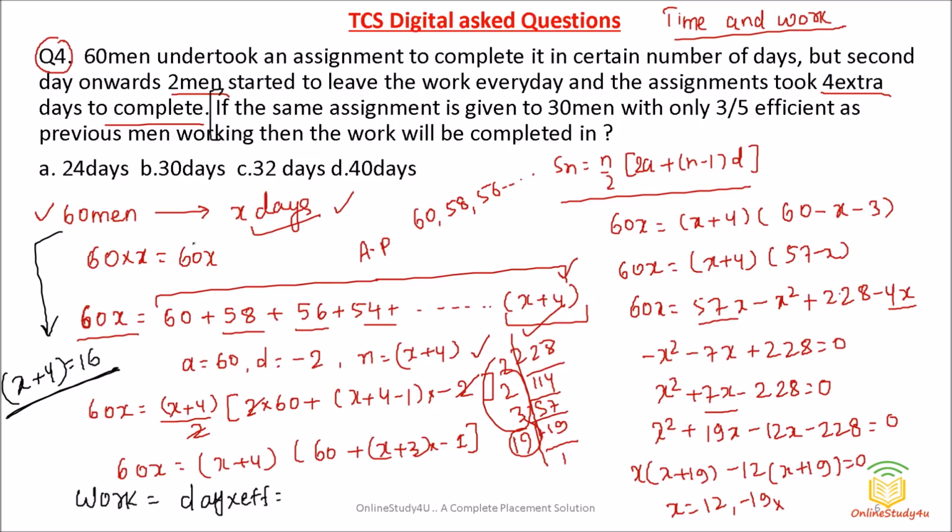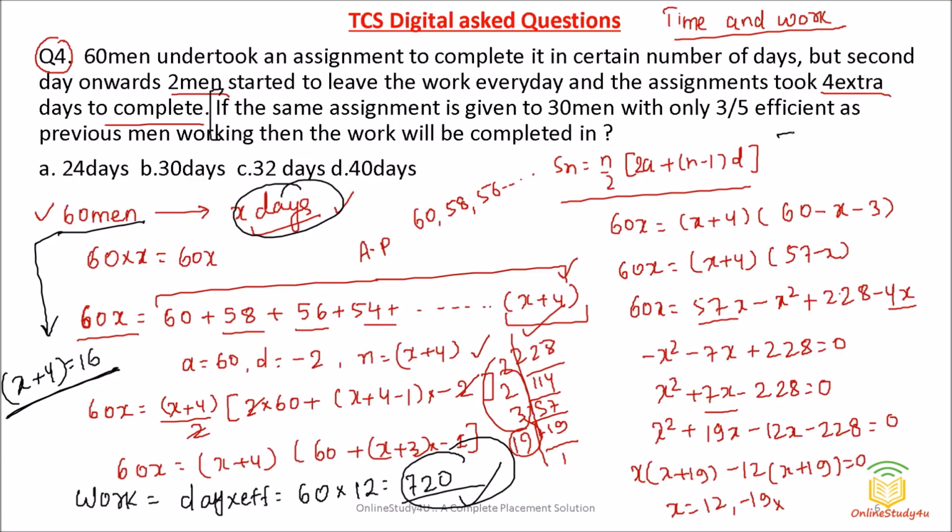Now, friends, how many men worked? So a total of 60 men worked. Okay, and what is the value of x? 12. So basically, friends, in total you can also say 720 work was there and one man was doing one work. So 60 men took 12 days to complete 720 work.